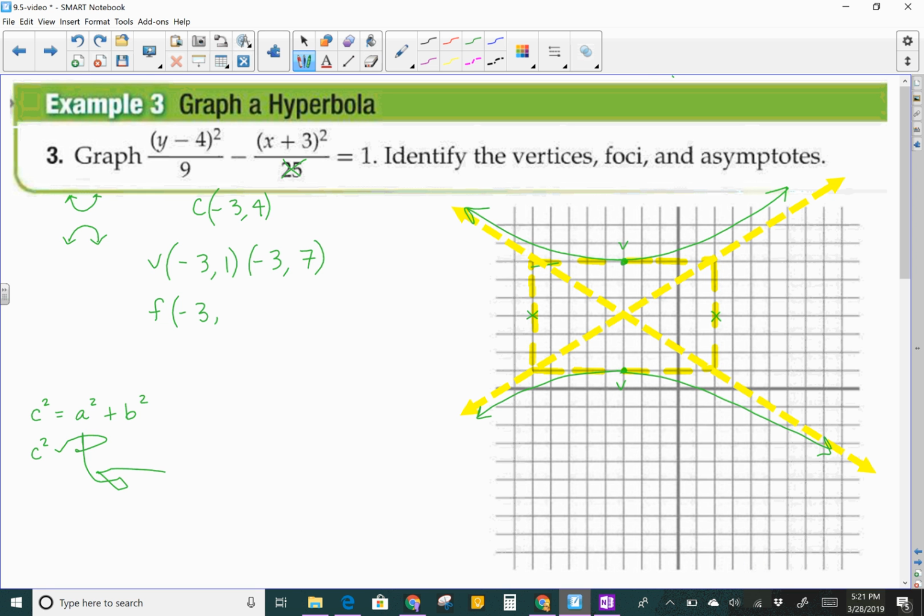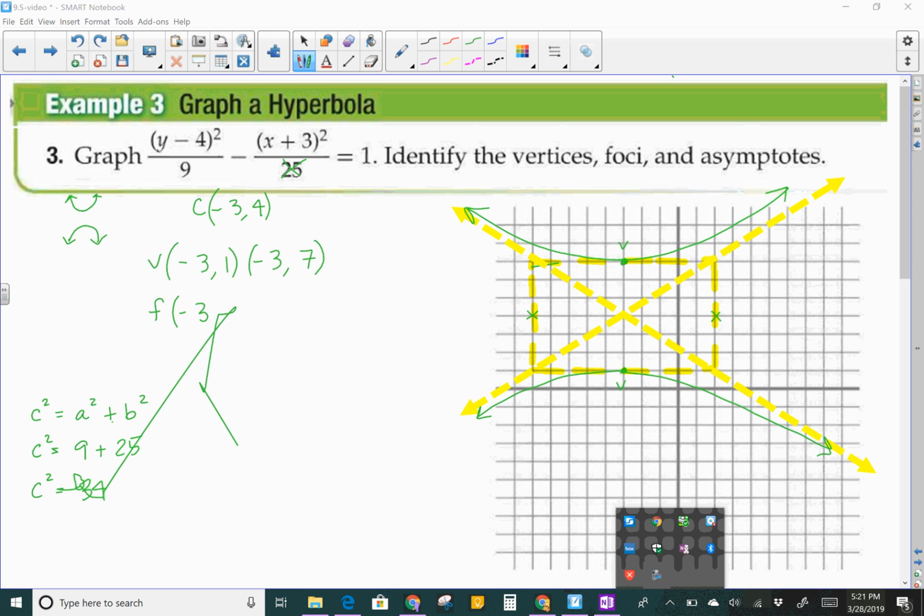Golly. I'm being attacked by a virus. C squared equals 9. Oh, please. C squared equals 9 plus 25. So C squared equals 34. So, no. Yeah, how many people yell while they're recording videos? Let me try to clean it up. I'll be back.